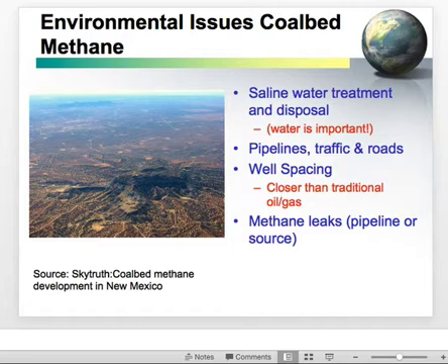But when you go to a certain depth, the water is going to be salty, saline, and so water disposal is an issue. Obviously there are environmental issues with pipeline construction, traffic and roads, cutting down trees, although not in this particular location. Water disposal, if it's salty water, is a challenge, and of course well spacing here has a very significant impact on this particular location. Of course methane leaks are also highly undesirable. So that's just some background more on fluid flow.